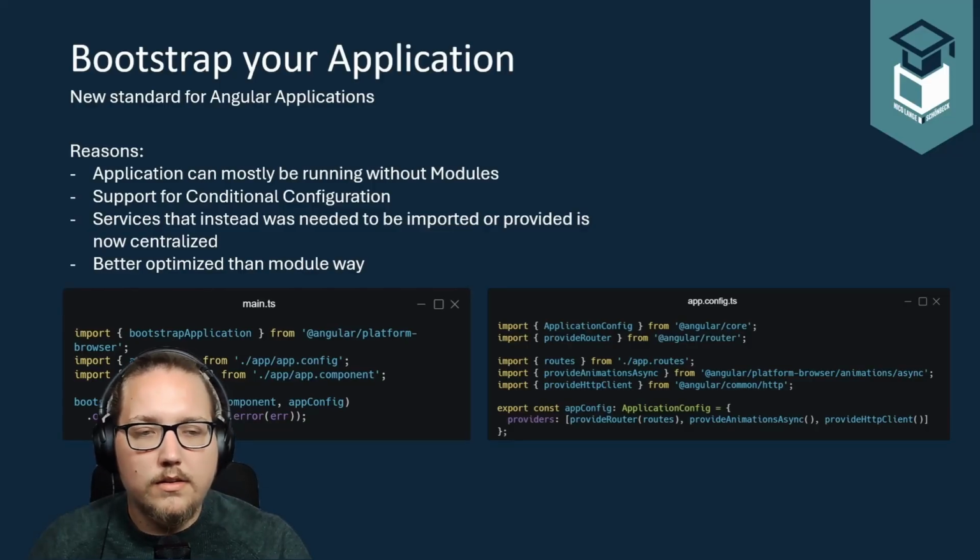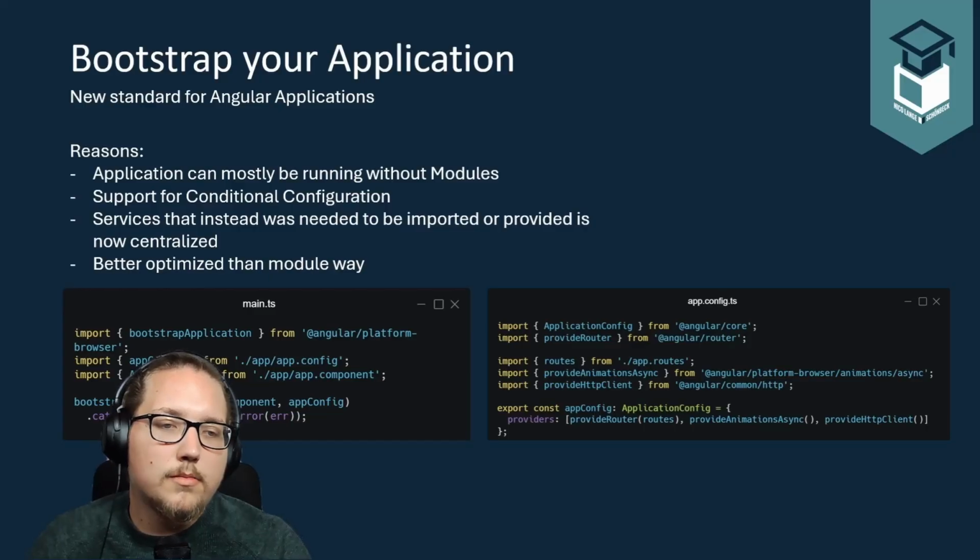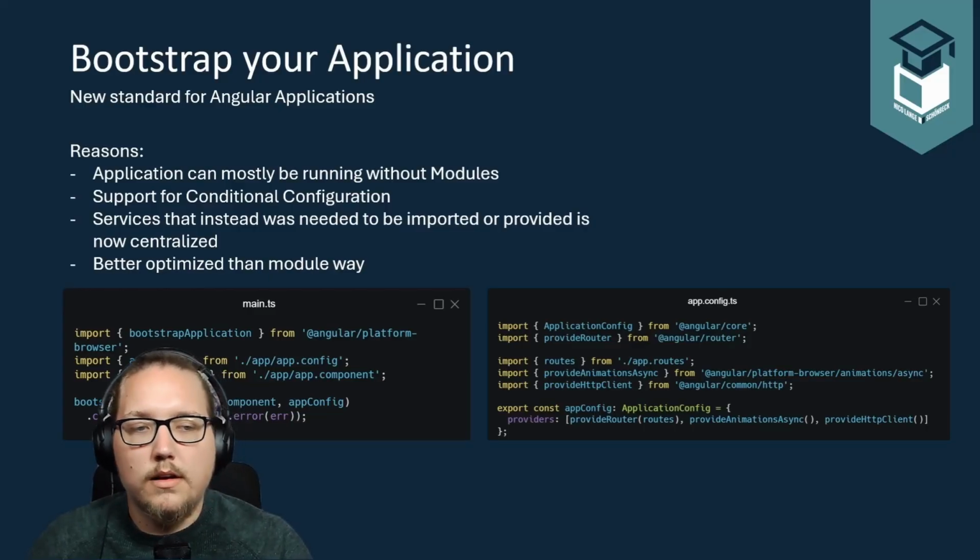As you can see now, it's a little different than in the app module, because here you're calling functions like provideRouter, provideAnimationsAsync or provideHttpClient, and all of them are functions that come from the libraries to make this provisioning app-wide.